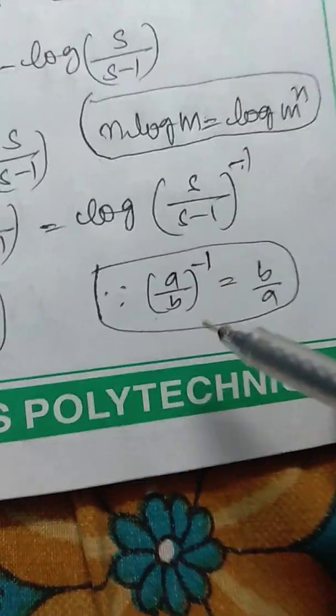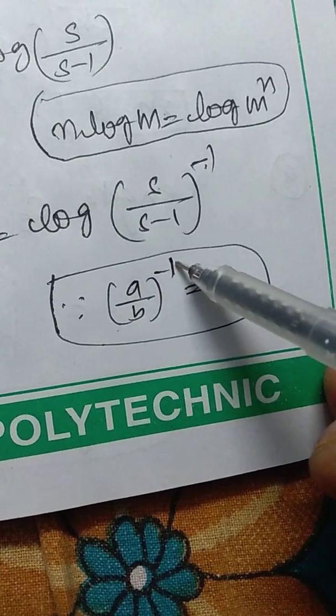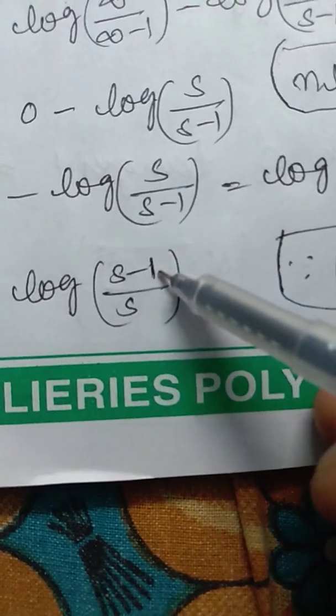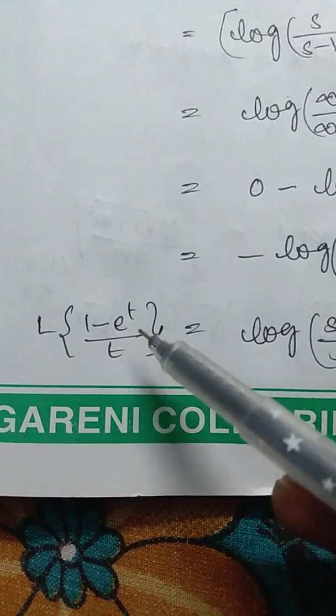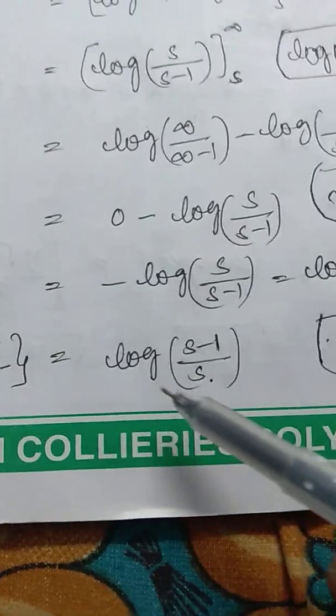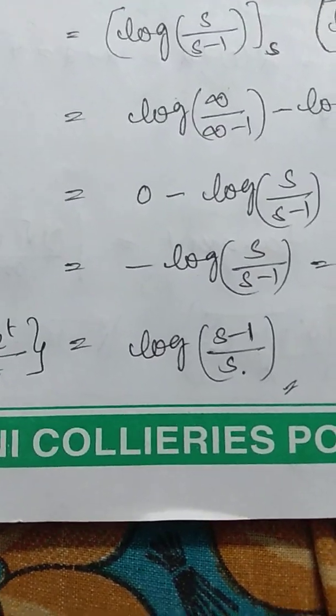According to this, it is in the form of (a by b) whole to the power of minus 1, which we can write as b by a. So we can write logarithm of s minus 1 divided by s. Therefore, the Laplace transform of (1 minus e power t) divided by t is equal to logarithm of s minus 1 divided by s. This is the required solution.